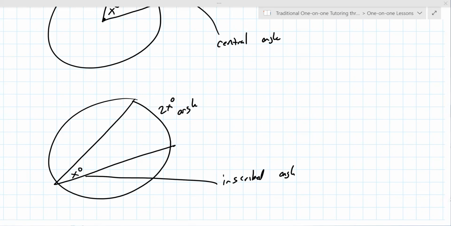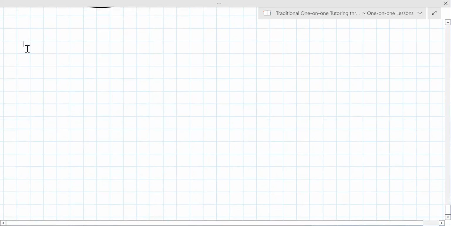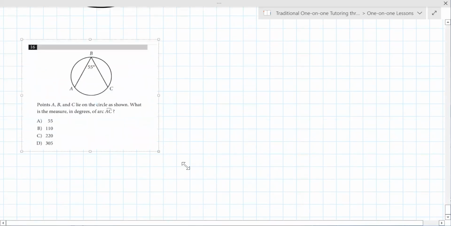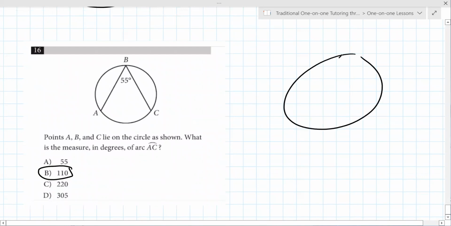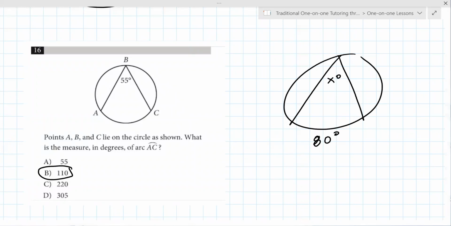Okay, so let's look at this question right here. And you tell me the answer, please. B. It's 110, right? But here's the other possibility. They could give you a problem just like this. They could say this is X and this is 80 degrees, and you would have to also know to go backwards. 40. Okay, so that's just some triangle stuff.